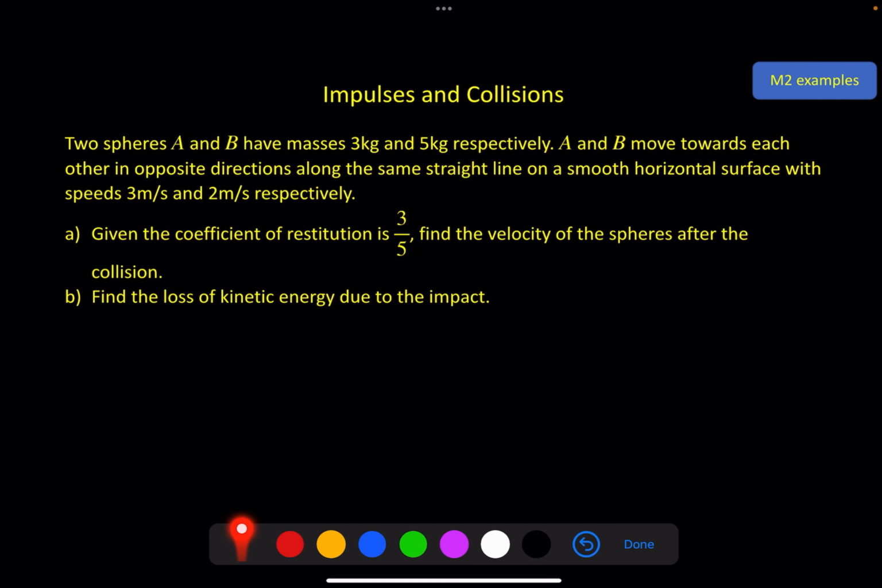Two spheres A and B have masses 3 and 5 respectively. A and B move towards each other in opposite directions along the same straight line on a smooth horizontal surface with speeds 3 and 2. That's a lot of words for a very simple setup. Here we've got 3 kilograms for A, 5 kilograms for B, 3 this way, 2 this way on the speeds. Given the coefficient of restitution is 3/5, find the velocity of the spheres after the collision.